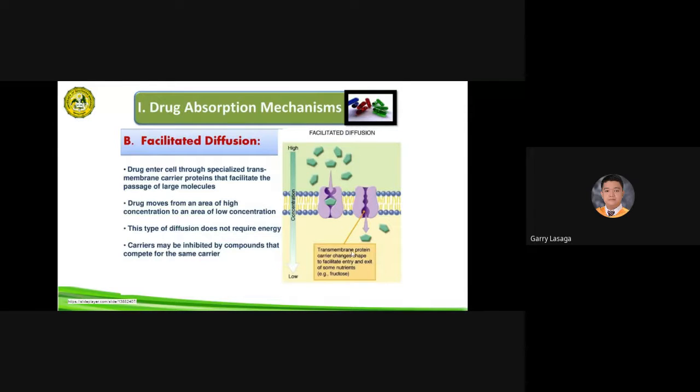This transmembrane protein carrier changes shape to facilitate entry and exit of some nutrients. An example of this nutrient is fructose. Fructose is a sugar molecule and it is considered to be a polar substance. When we say polar, that is hydrophilic and it is not lipid soluble. Since fructose is not lipid soluble, it will not be able to pass through the cell membrane, so it needs a carrier protein in order to pass through the membrane.